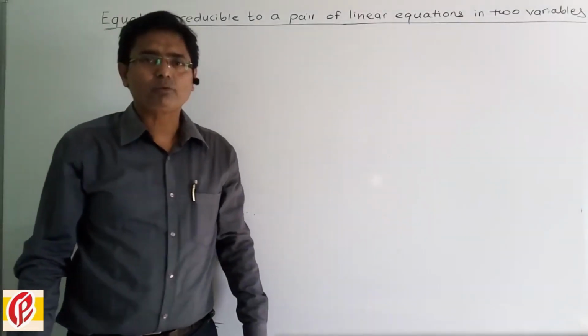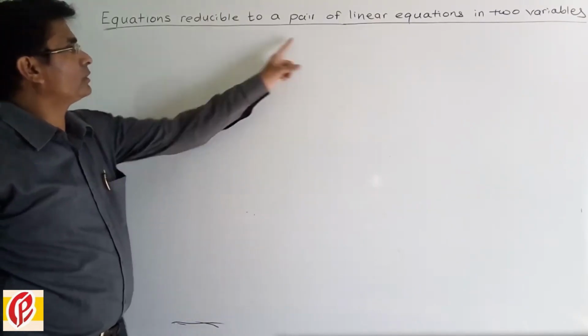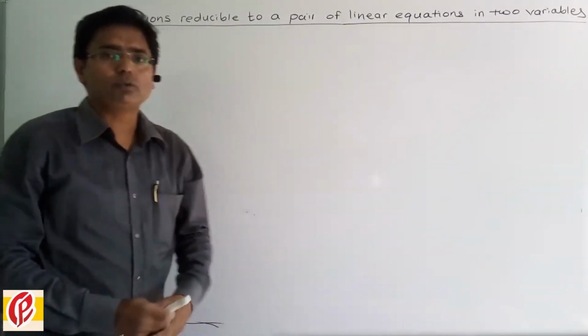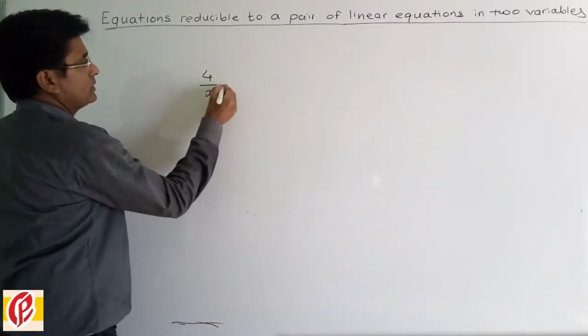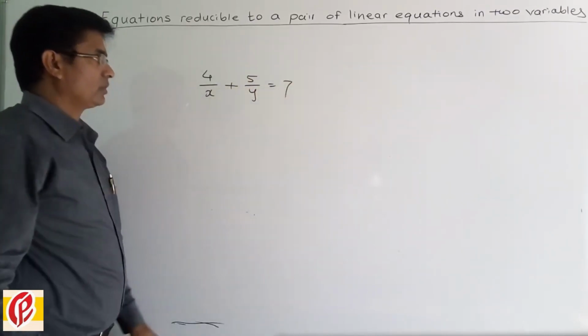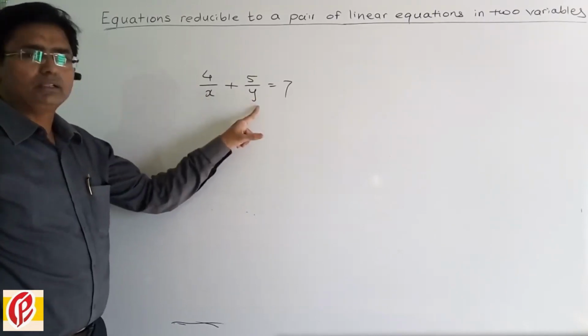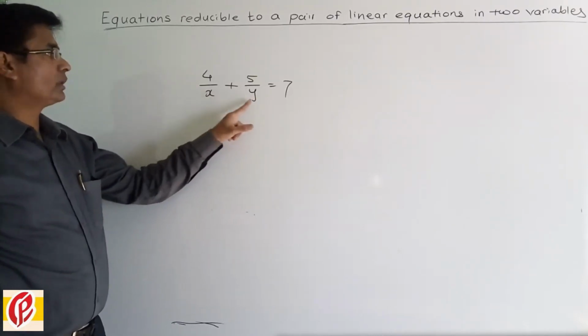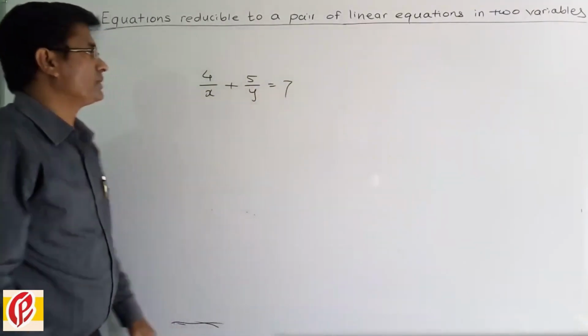Hello friends, today we are going to learn a new topic, that is equations reducible to a pair of linear equations in two variables. Suppose a non-linear equation is given, 4 upon x plus 5 upon y is equal to 7. This is a non-linear equation because the x and y variables are in the denominator. So how can you convert these non-linear equations into linear equations in two variables?